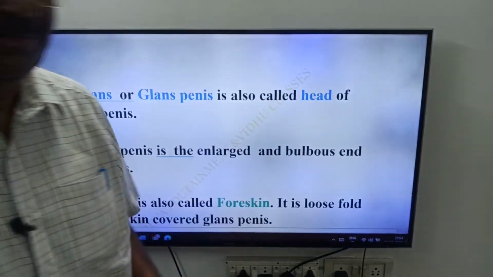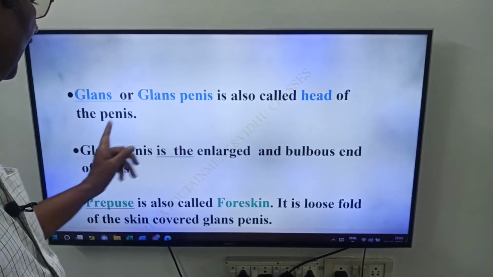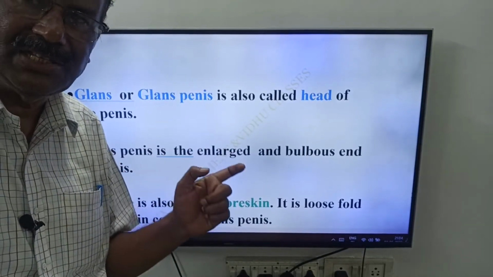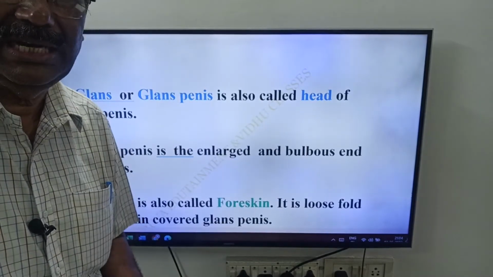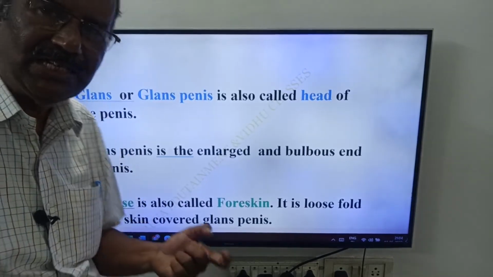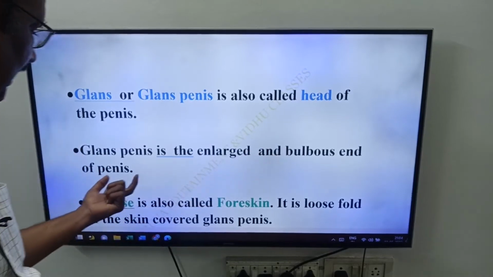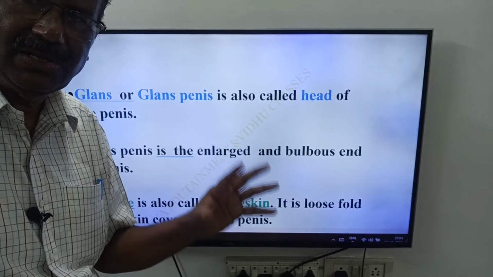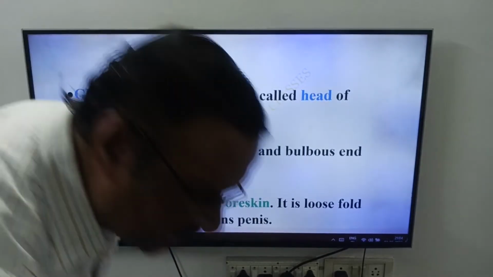Next, very, very important. Glans penis is also called the head of the penis. The head of the penis is called what, friends? Glans penis. If you see the penis structure, anteriorly it has a bulbous structure. That is called glans penis. Glans penis is the enlarged and bulbous end of the penis. It is an enlarged, bulb-like structure at the end of the penis. Okay, friends, that is glans penis.